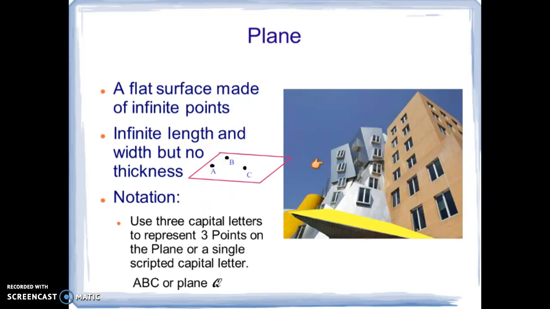We use 3 capital letters to represent 3 points that are on that plane. So in this case, A, B, C. This could be plane ABC, or we could label this with a scripted Q, or any capital letter, but if it's a scripted capital letter, that's another way to name a plane. 3 points that are on the plane, or a scripted letter to name the plane.